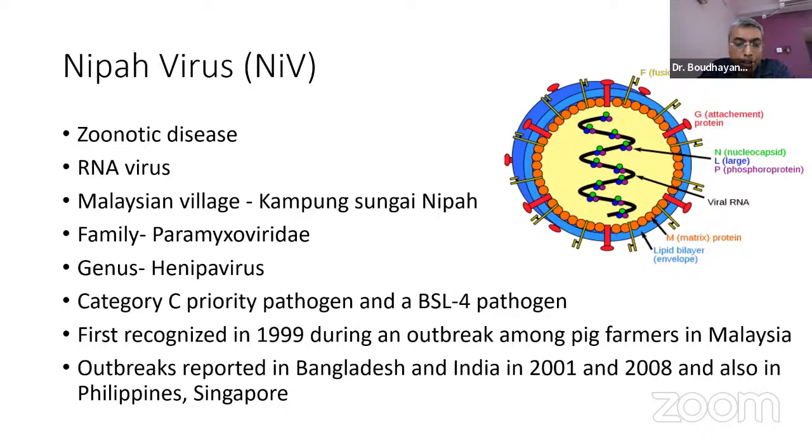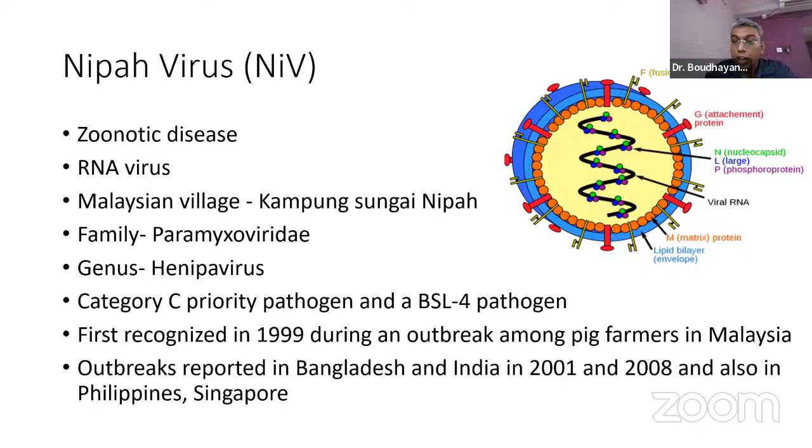This viral infection was first noticed in Malaysia in 1999. That was an outbreak from infected pigs. The farmers were handling the pigs. Then from the pig, the viral disease spilled over to humans and ultimately caused this outbreak. After that, several outbreaks were reported in Bangladesh, India, the Philippines and Singapore. The Philippines and Singapore outbreaks were very small, but in Bangladesh and India, especially Bangladesh, the outbreaks were very large in number.